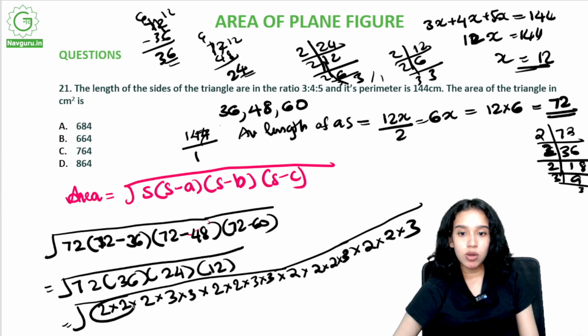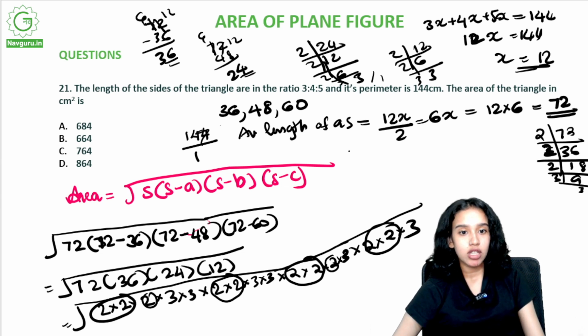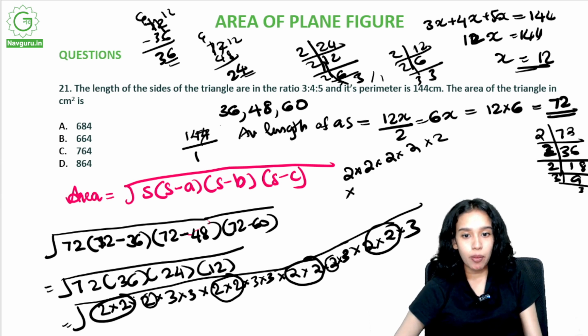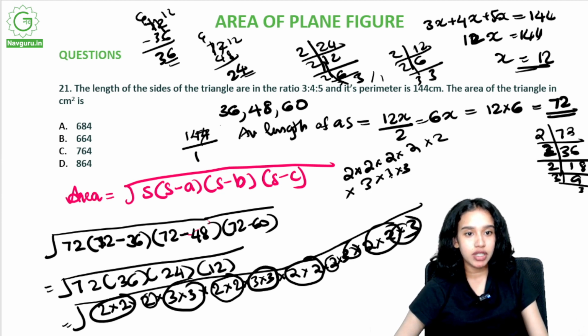So how many 2's? 1, 2, 3, 4, and we have a 2 here and 2 here, so 5. So 5 2's. So 1, 2, 3, 4, 5, right? So 5 2's multiplied by 3, 3, and the third 3. So into 3 into 3 into 3. This is 4, 8, 8 2's are 16, 16 into 2 is 32. So 32 into 3 into 3, 9, and 9 into 3 is 27.